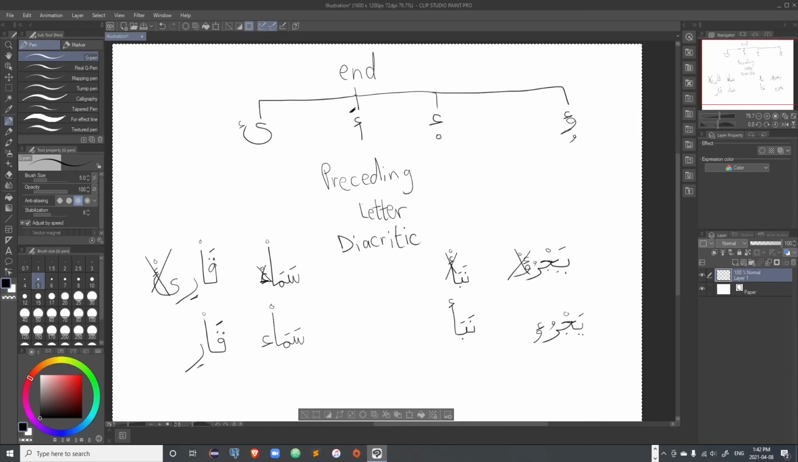What do I do? I look at the letter preceding it. It has a kasra, so it will be written on the edge of the ya, like so. So here is written for the kasra. And that is it for today's lesson with regards to the cutting hamzas.